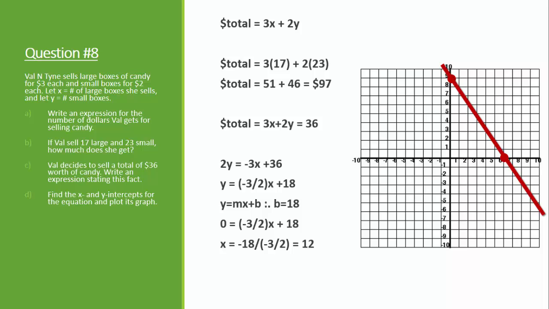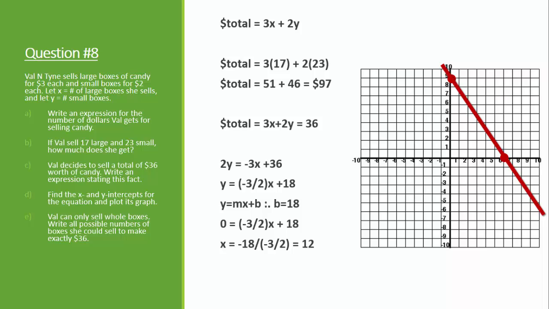There's an infinite number of ways that she can sell $36 if she were willing and able to take each box of candy and cut it up into smaller and smaller portions. But we know that's not the way real life works, which is why question E says Val can only sell whole boxes, meaning she can't break any boxes up. So every answer that we have is going to have x and y equal to a whole number, an integer. There's not going to be any fractions or any decimals. They're going to be whole numbers.